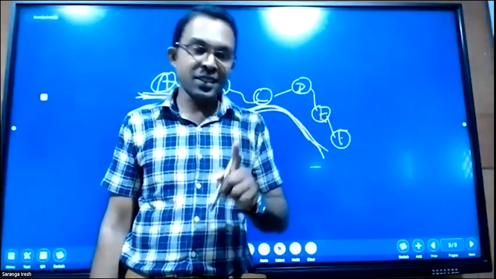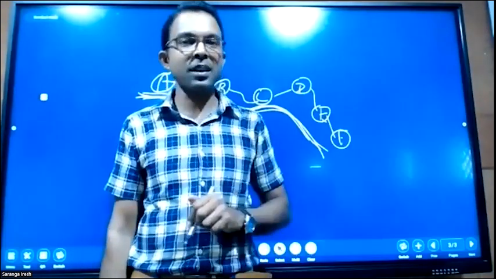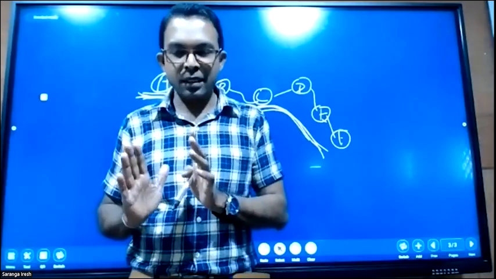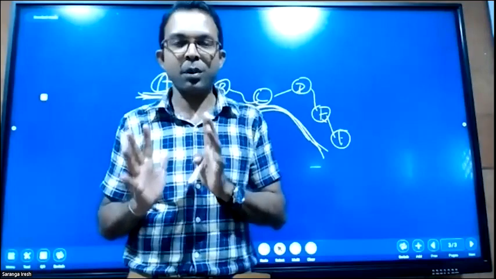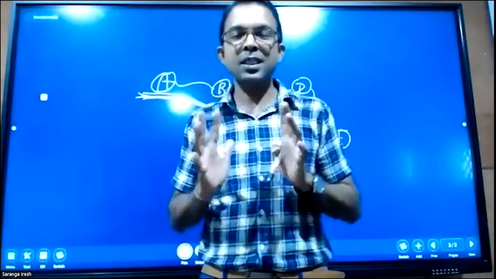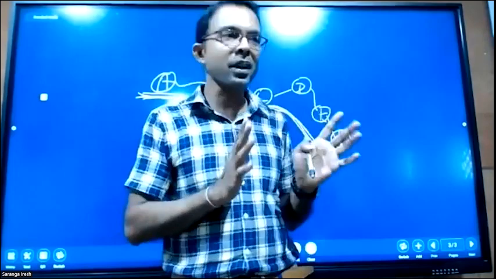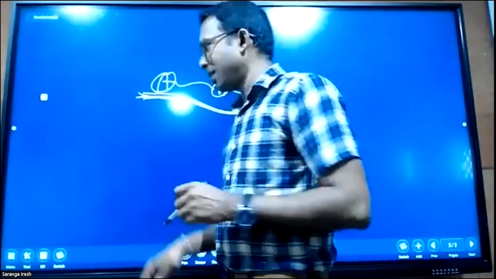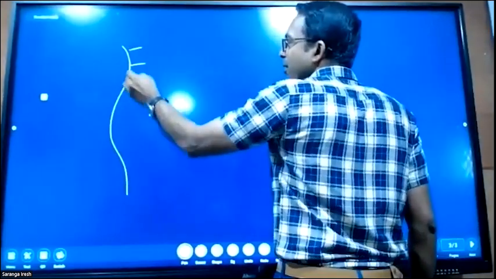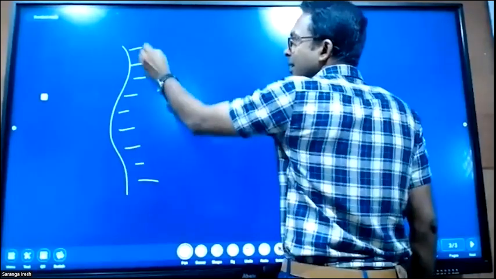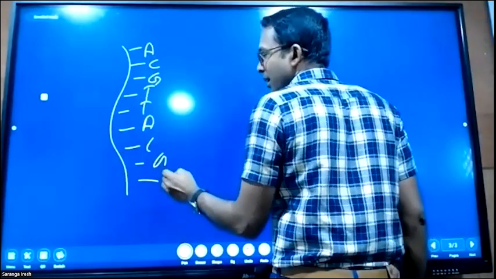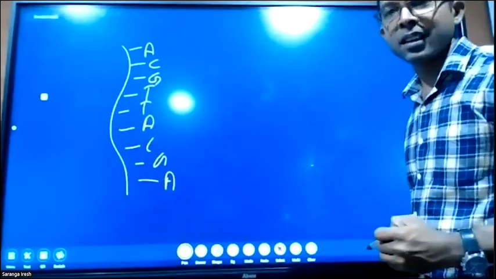molecule. So let's see the mechanism that creates this. First get the concept properly. If you have the concept properly, then it's easy to identify the mechanism. Okay. Now, the DNA has a specific base sequence: adenine, cytosine, guanine, thymine, adenine, cytosine, guanine, adenine. Like there's a base sequence in the DNA.